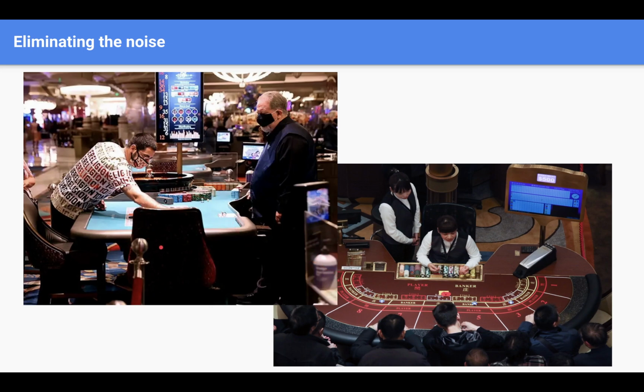Then the question is, where do you see the noise in this picture? What does not add any value for the player in terms of increasing their expected value? I'm going to give it 5 seconds and then I move to the next slide.